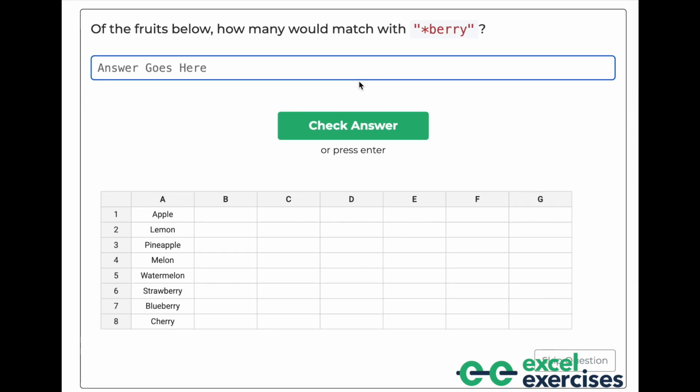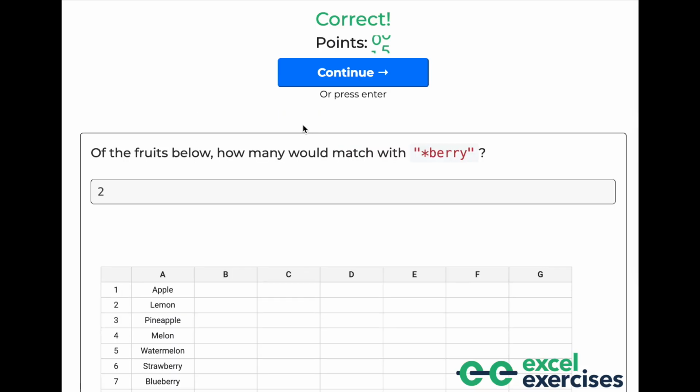Of the fruits below, how many would have matched with this pattern? We have anything followed by BERRY. So strawberry and blueberry. We get 2 results here.